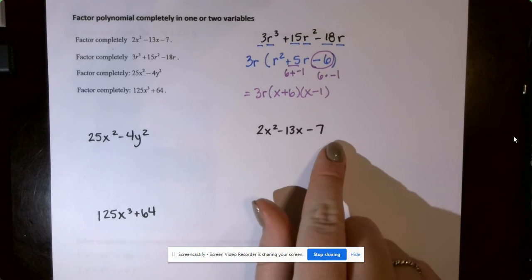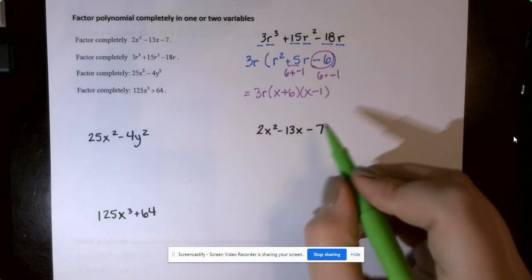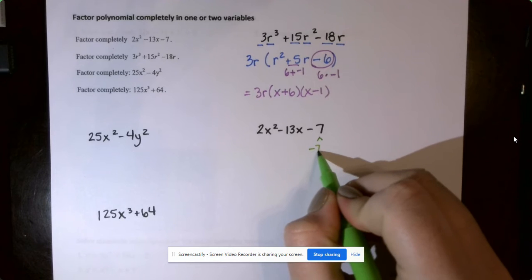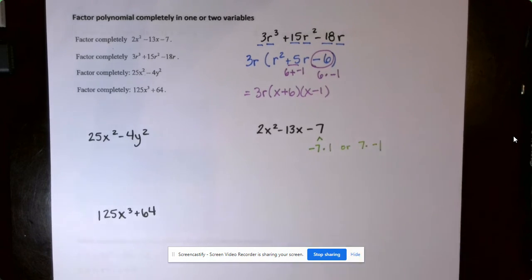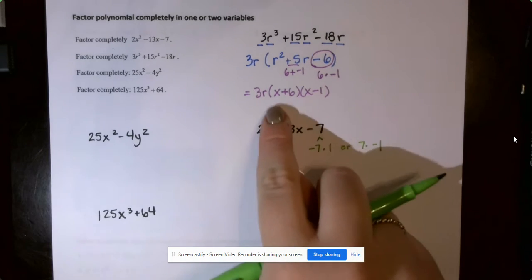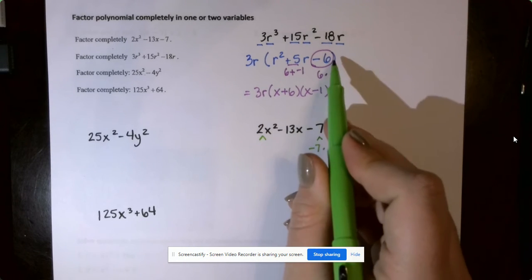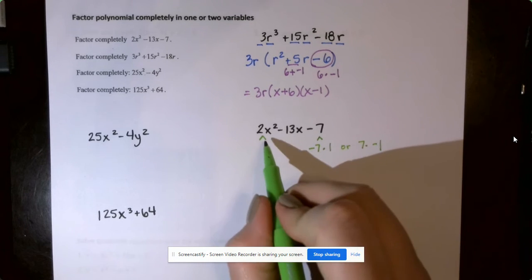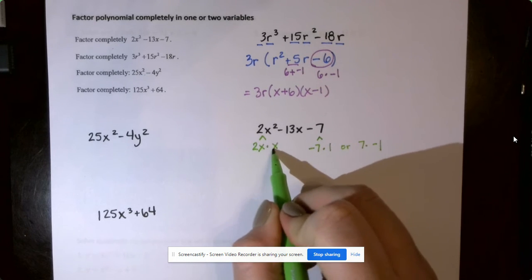What if they don't have something in common? What if you have 2x squared minus 13x minus 7? Well, you're going to ask yourself, how do you multiply two numbers and get negative 7? Well, you can do a negative 7 times a 1, or you've got a 7 times a negative 1. Then you ask yourself the same thing about the first term, because when we FOIL, x and x get you x squared, 6 and negative 1 get you negative 6. So we can ask ourselves about the first and the last term. Well, how do you get 2x squared? You have a 2x, and then you have a plain x.